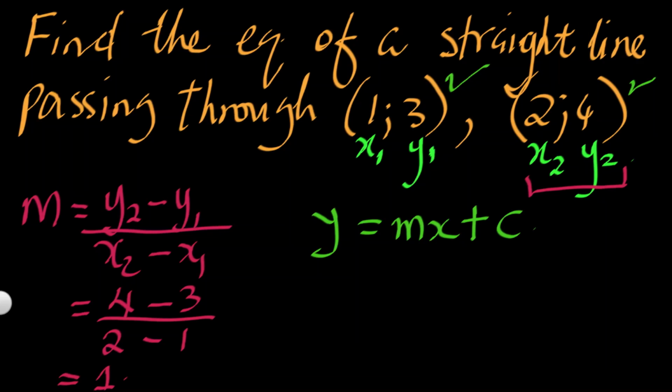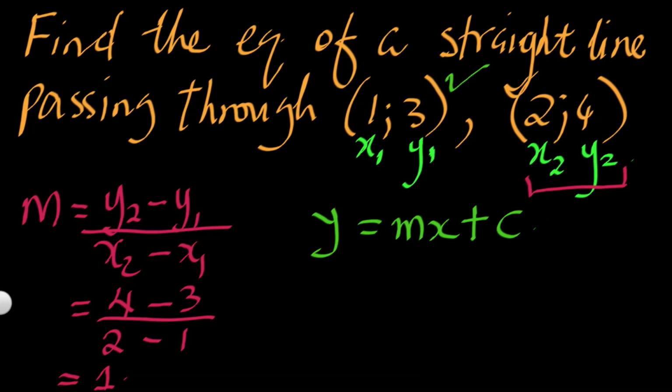I'm going to use point number 1. In this example, I will use point number 1. So I'm going to take my x from point 1 and my y from point 1 and my m. I put them into this equation, then I find c. That's one of the ways that you can use.